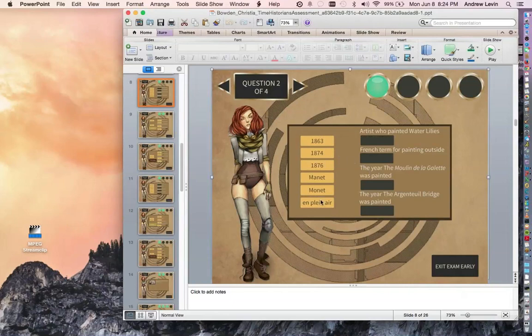This one, French term, boom. There's only one French term right there. And here, the year, there's 2 of them here, and there's 3 possible years. I'm going to take a guess. So this is not a good example of a matching because of the fact you got a mix over here, and that cuts down the possible answers.